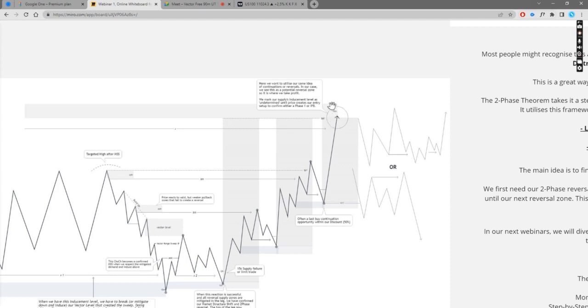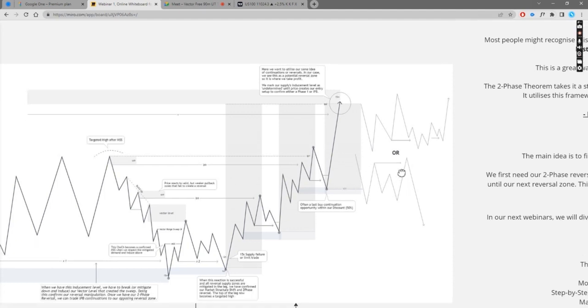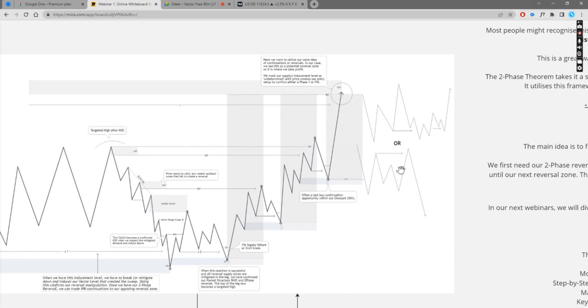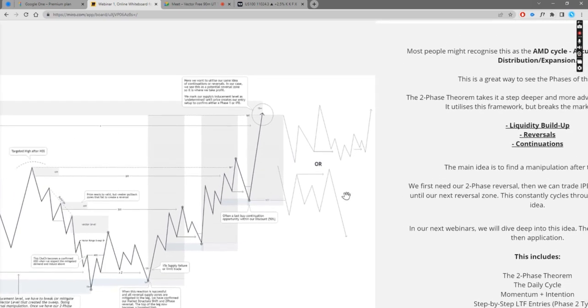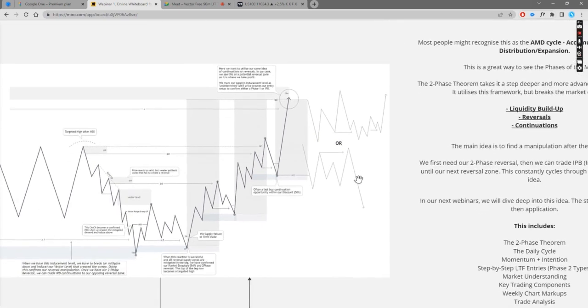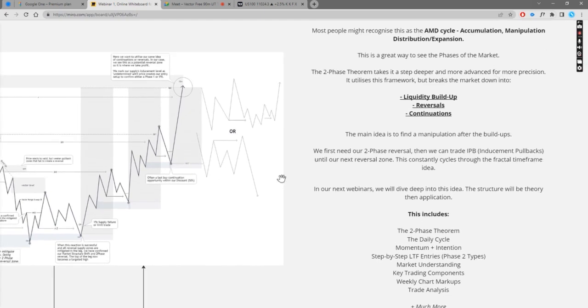So the important thing is to find whether the manipulation's here for the reversal or whether it's somewhere down here for a continuation, okay? But if you can simplify it into 3 phases like this, it's a much better way to see the market. Okay.